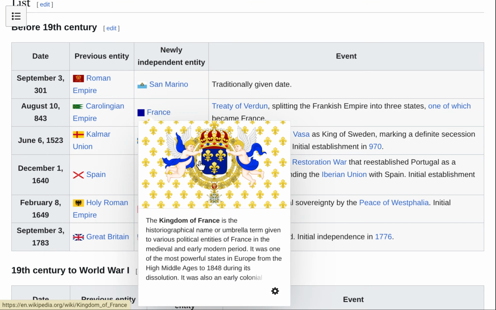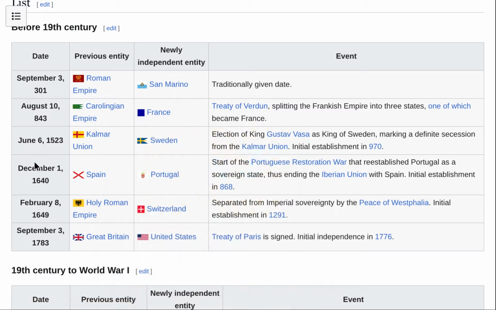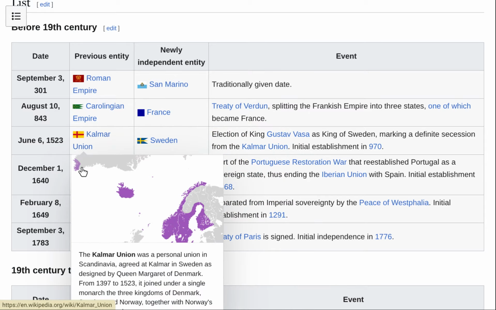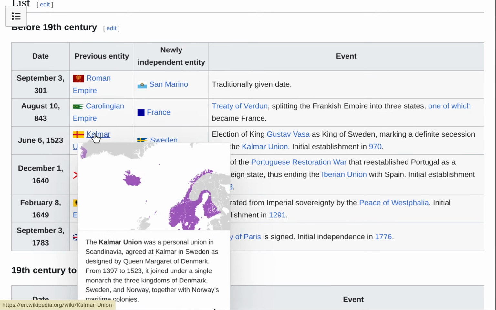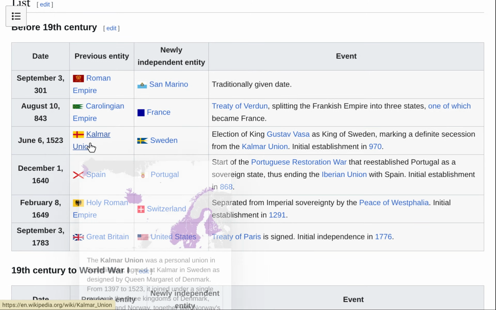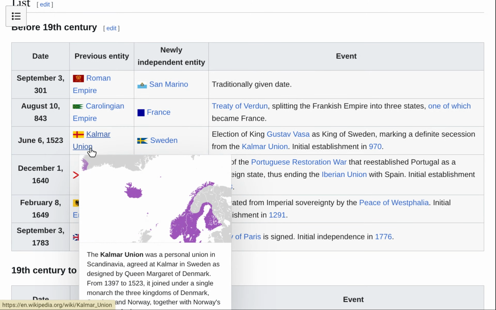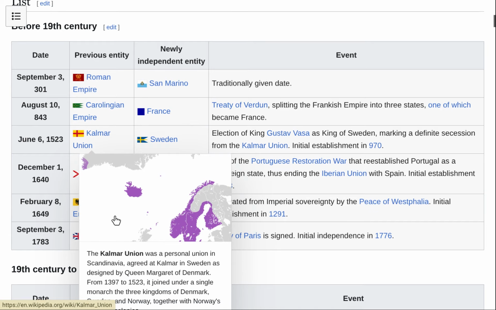yeah, this is the Kingdom of France flag. Yeah, I'm just going to click off that. Kalmar Union, let's see what this was about. So basically it's like Iceland, a bit of UK, and Norway, a bit of Sweden, and a tiny bit of Finland. And wait, hold up, what's that country there? Is that like Canada or something, or Antarctica? Anyway, this is the Kalmar Union.